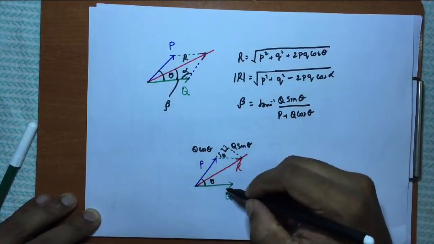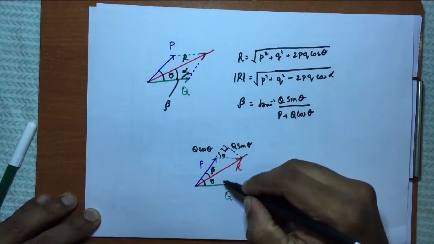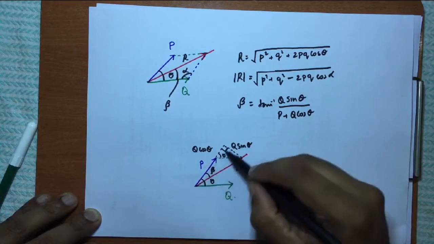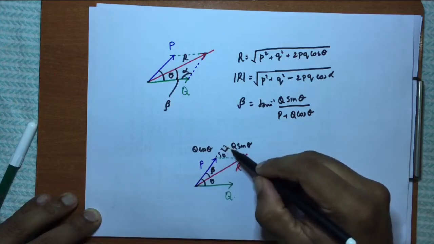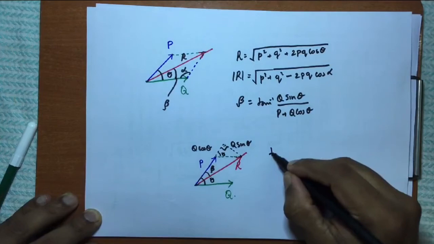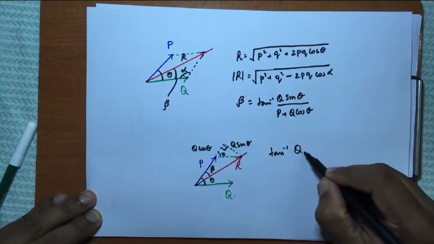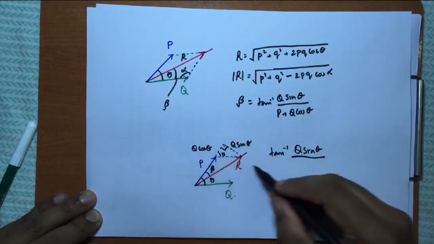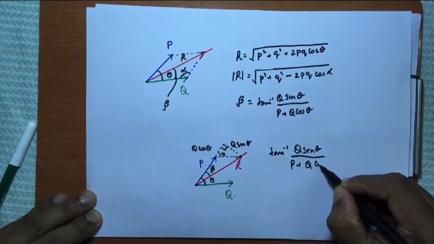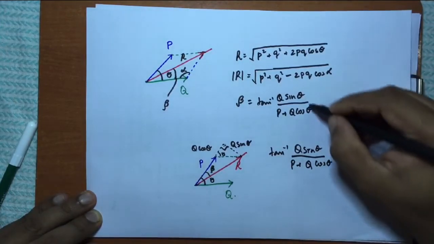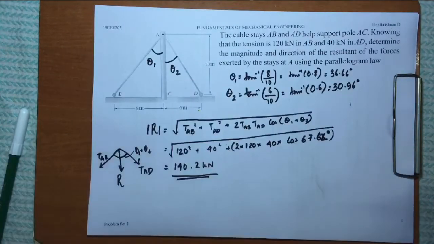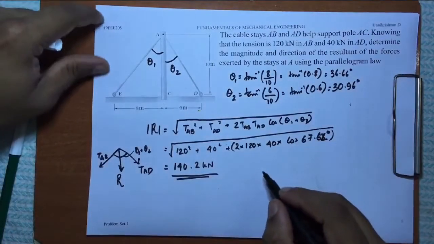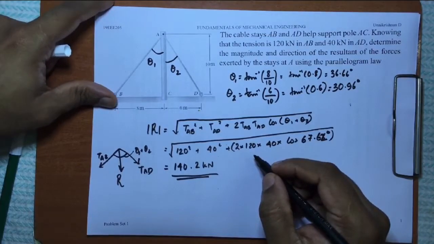So if I want to find out this angle, say beta, it will be the tan inverse of opposite side by adjacent side. So tan inverse of opposite side, Q sine theta, divided by adjacent side, P plus Q cos theta. So this and this, they are the same. With that, let us try to do this problem here. Instead, let me take P as TAB and Q as TAD.